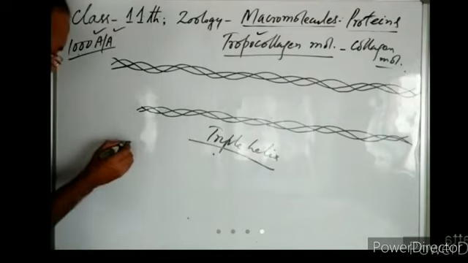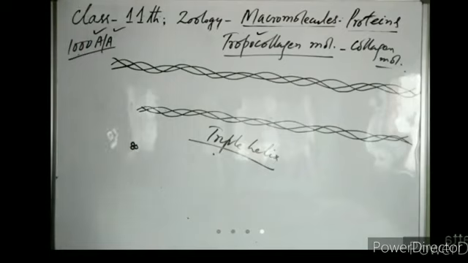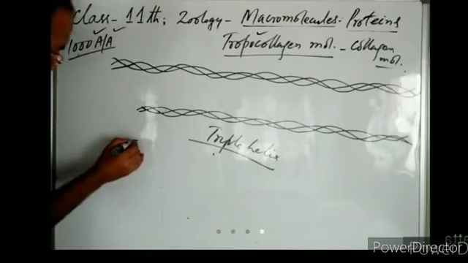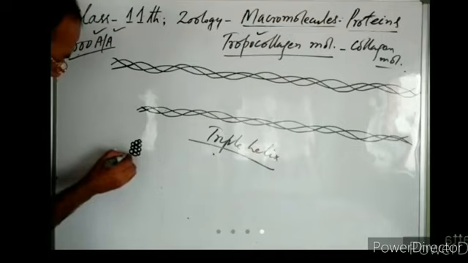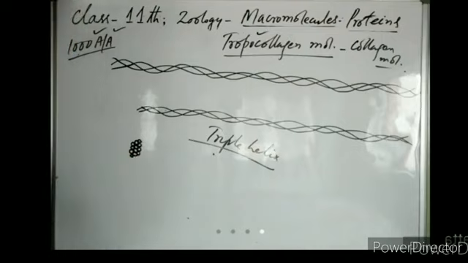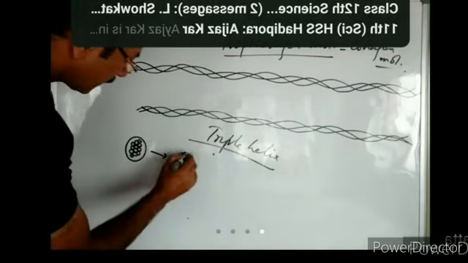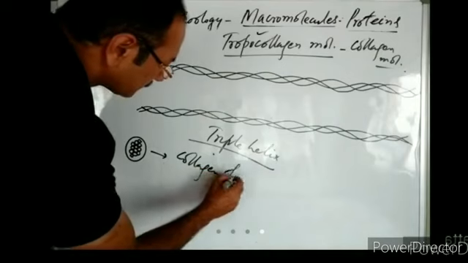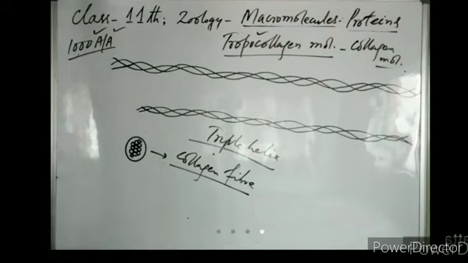Then many such collagen molecules. This is one helix, this is another helix, this is another helix. So this is one collagen molecule. Now another collagen molecule, with one helix, another helix, another helix. When many such collagen molecules combine, they form a collagen fiber. And bundles of these collagen fibers are found in our connective tissue.